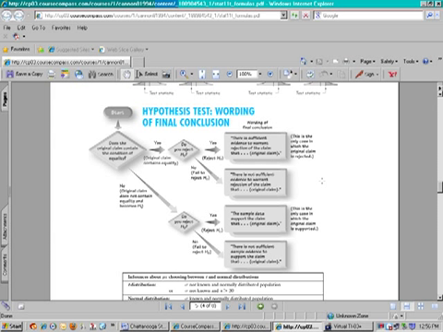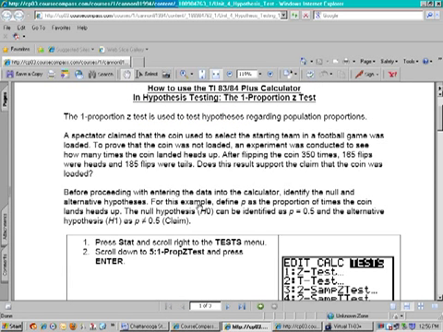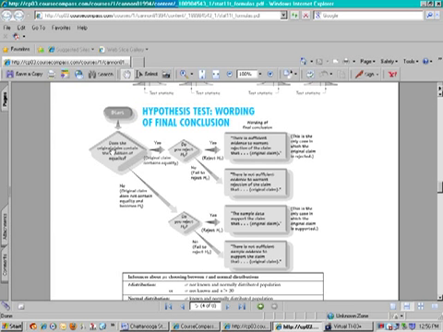If you look at your original claim, the original claim said that the spectator claimed that the coin was loaded. He did not think it equaled 0.5. So the question is, does the original claim contain equality? Well, no, his did not. Do we reject the null? In our case, we failed to reject. So what that tells me, and this is how you can write out your final conclusion, is there's not sufficient sample evidence to support the claim that the coin was loaded.